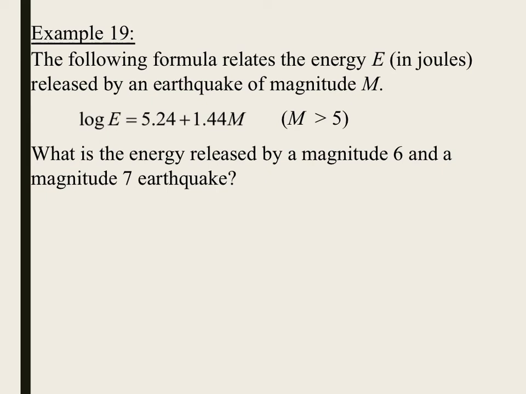The following formula relates the energy E in joules released by an earthquake of magnitude M. The log E is equal to 5.24 plus 1.44 m, where m is greater than 5. What is the energy released by a magnitude 6 and a magnitude 7 earthquake? Well, so we put these into the equation. We'll just do the first one actually. 6 and 7 follow the same way.